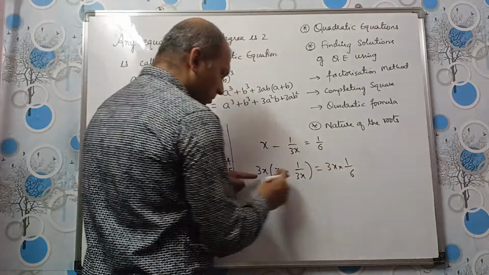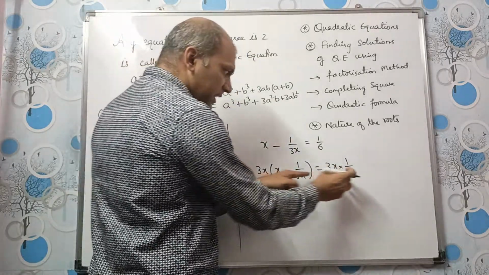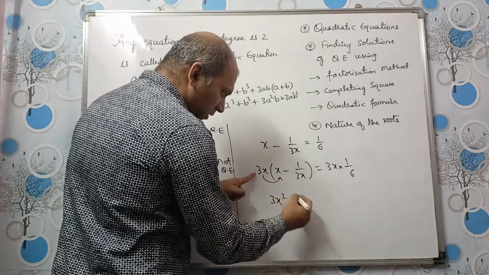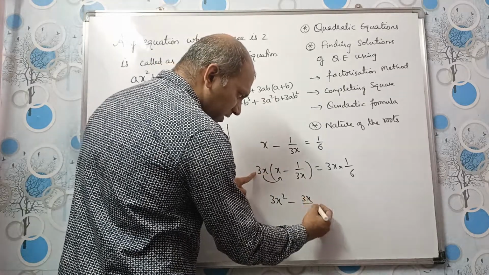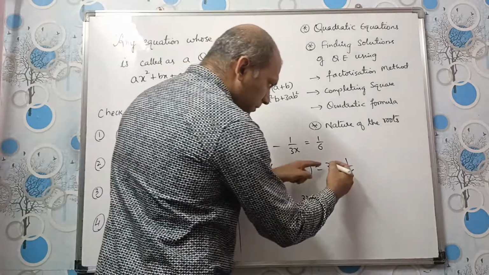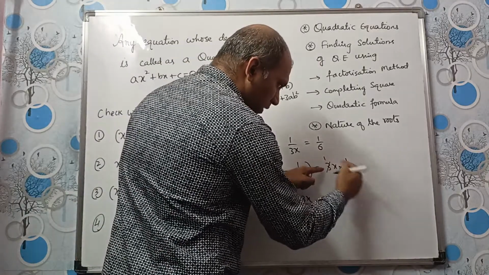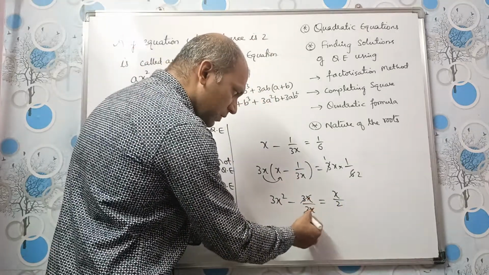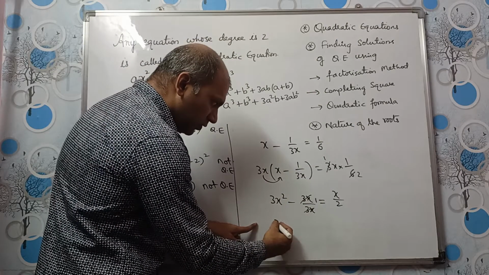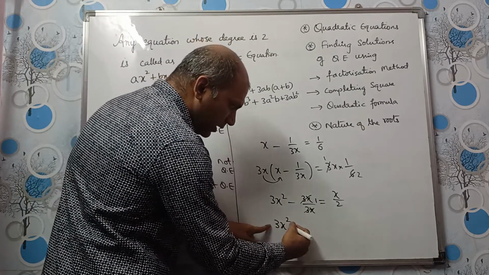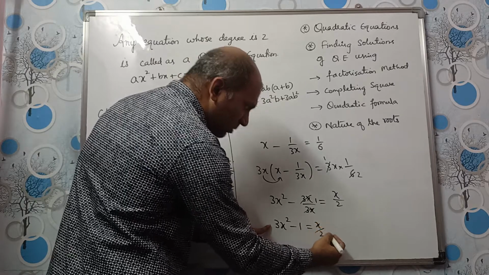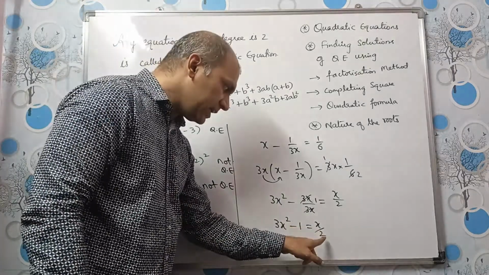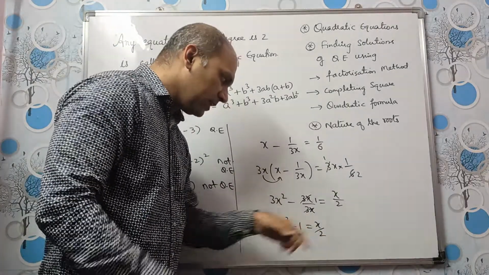1 by 6. We multiplied LHS by 3x and RHS by 3x. So now this will be 3x into x, 3x square, minus 3x into 1 by 3x, 3x divided by 3x, is equal to, okay, 3 ones are 3, 3 twos are 6, so this will be x into 1, x divided by 2. See here, this and this will get cancelled, we'll have 1 here, right? So what do we have now? We have 3x square minus 1 is equal to x by 2. Okay, we can simplify this further. See, we can eliminate this denominator also by multiplying both sides by 2.